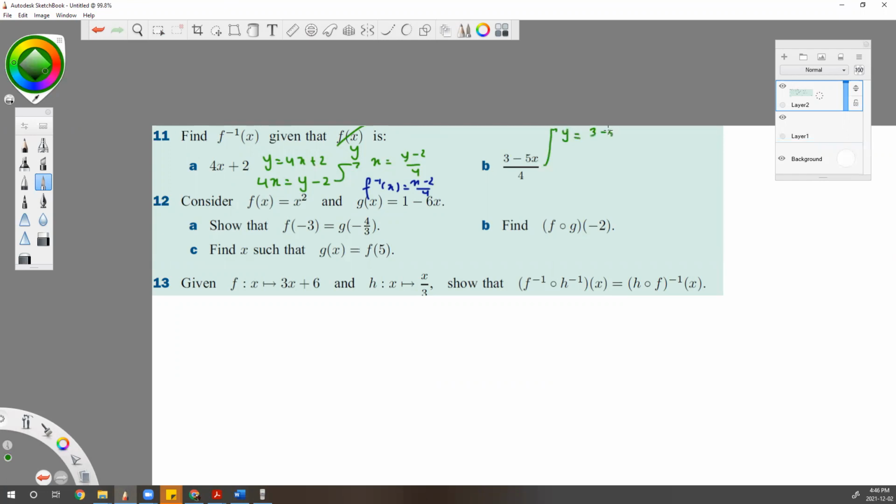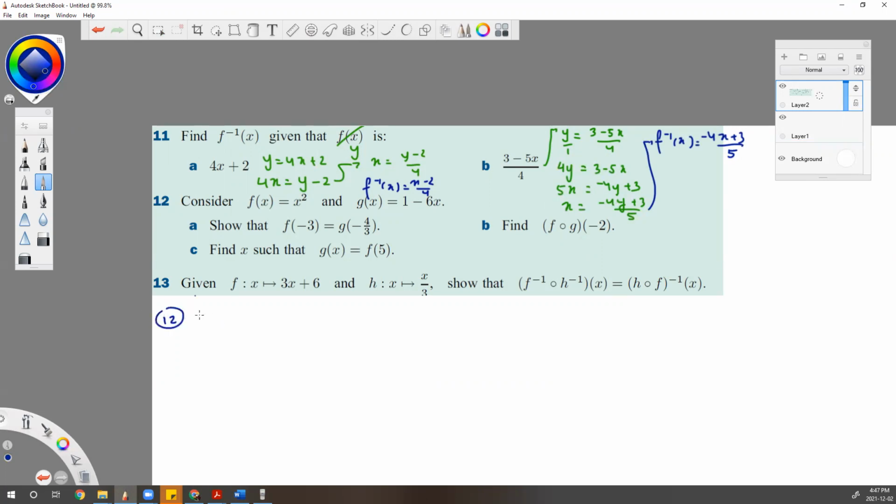Okay, it's more complicated because it's a fraction, but I don't think it's too complicated because you can do the cross multiplication. 4y equals 3 minus 5x. You move the 5x to the left side because we are finding x, not y anymore. So x equals negative 4y plus 3 over 5. So it is almost done. You have to change x to f inverse x, negative 4x plus 3, and y as x. You just change the x by y. That's it for this one.